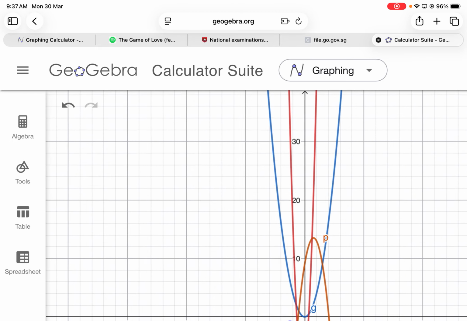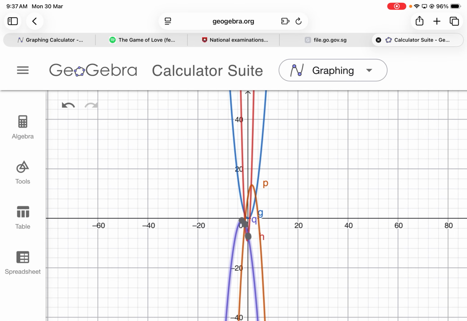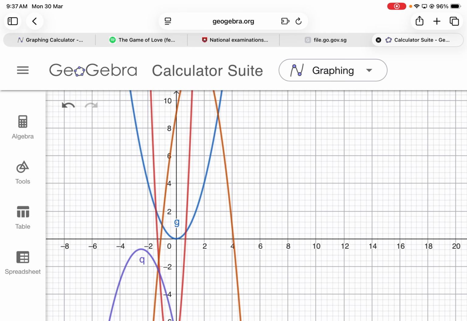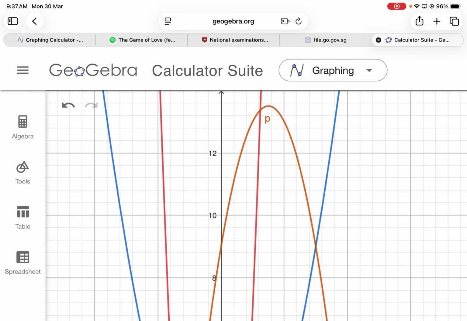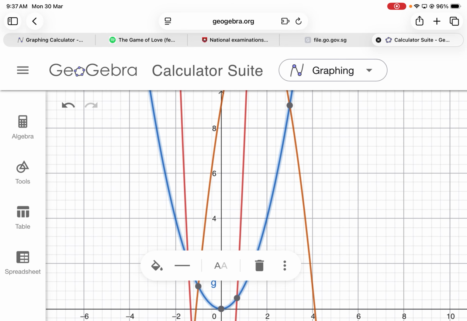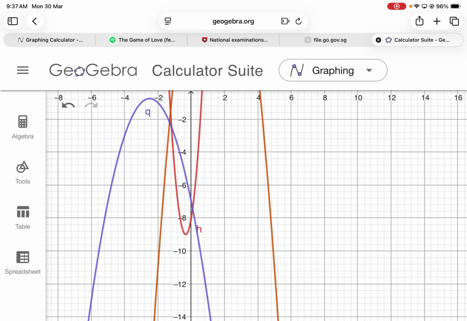Okay, how? Do you all have all these different color lines on your screen? Hello.